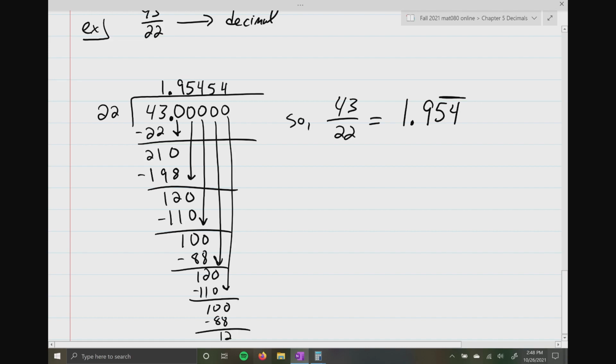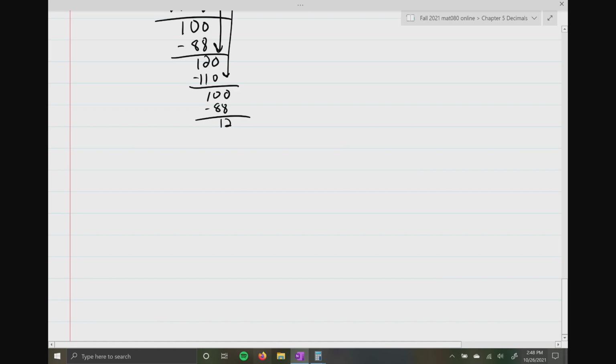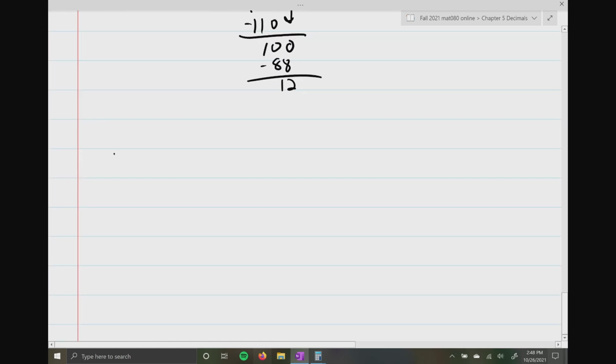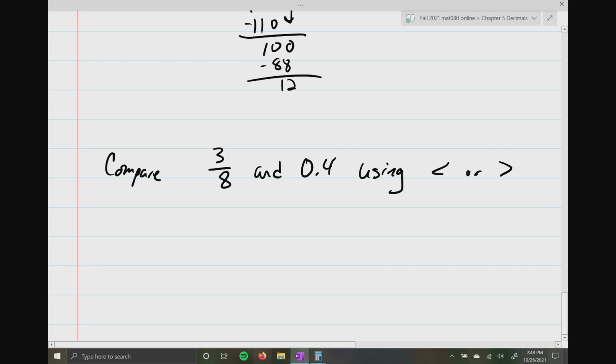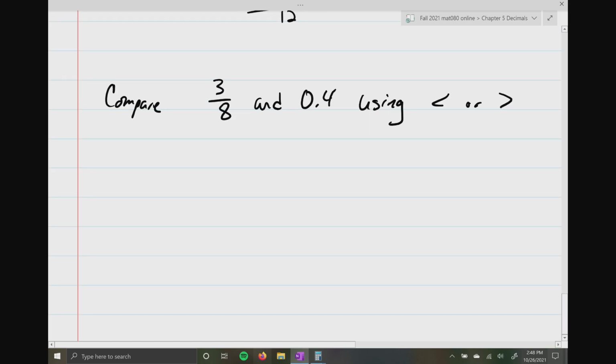All right? So now that we understand how to convert between a fraction and a decimal, we can do a lot of things now. We can do something like this. Let's compare 3/8 and 0.4 using less than or greater than signs. Okay? Well, we already did 3/8 above. We know 3/8 as a decimal is going to be 0.375.